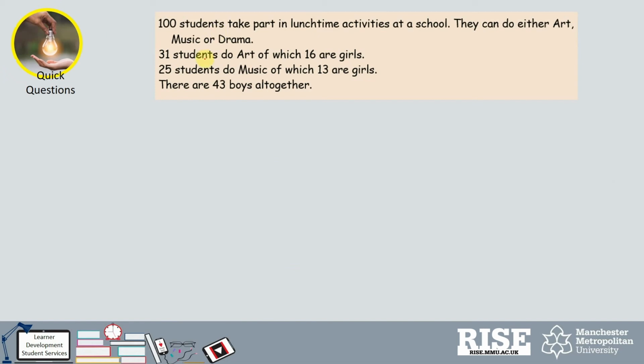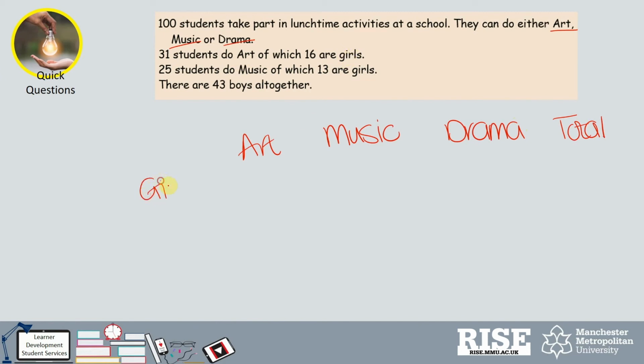So, students are separated into which activities they do at lunchtime: art, music, or drama. So these are going to form my columns. And again, be sure to do a total column. They're separated by whether they're girls or boys. So these are going to form the rows of my table. And again, having a total row.